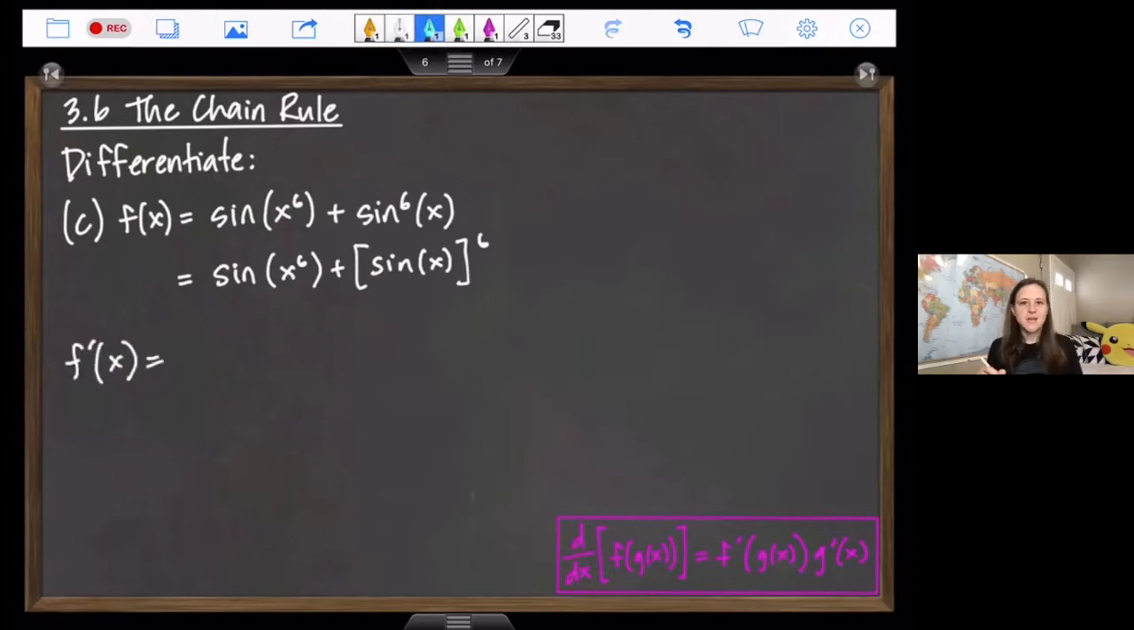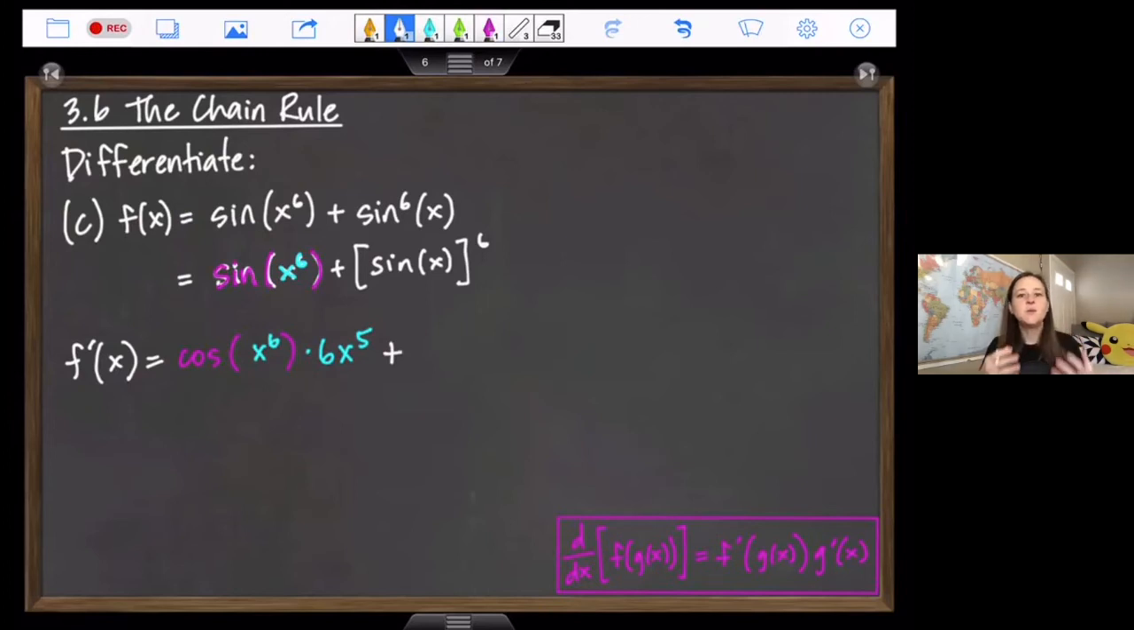So for the first sine function, x to the 6th is the inside function, and the sine function is the outside function. So sine of stuff. And our chain rule says take the derivative of the outside function. So we're going to take the derivative of sine, that's cosine. We leave the inside function alone. Then we multiply by the derivative of the inside function. Inside function derivative is 6x to the 5th. All right, then we're going to move on and take the derivative of the second term.